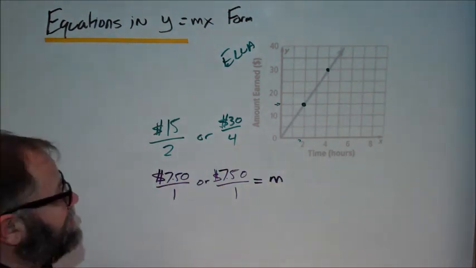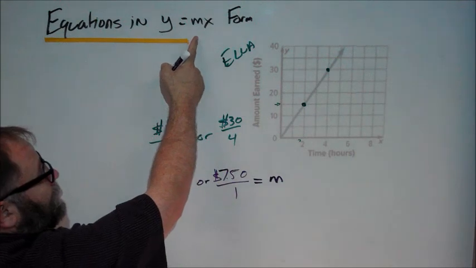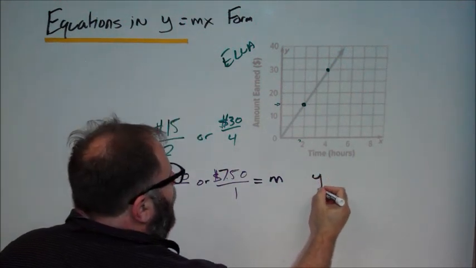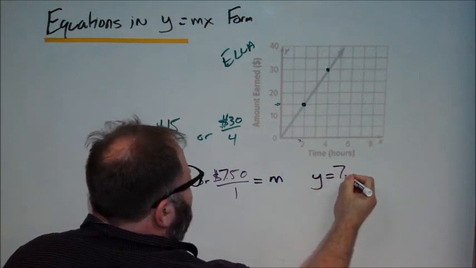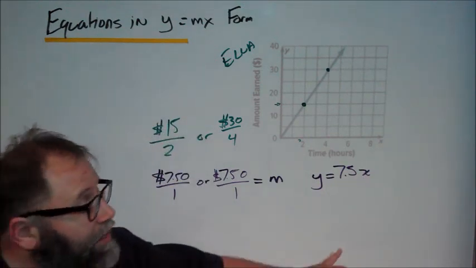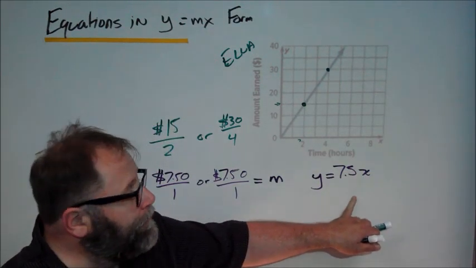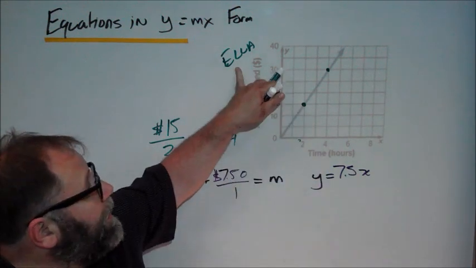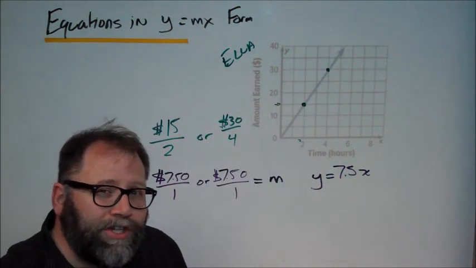And since we know that's the slope, we can go back and say y equals 7.5 times x. So any number of hours we could plug in and find out how much money Ella's going to make. I want you to notice something too.